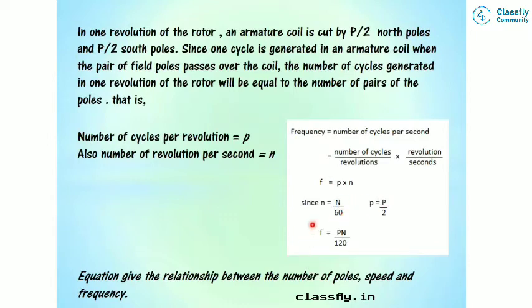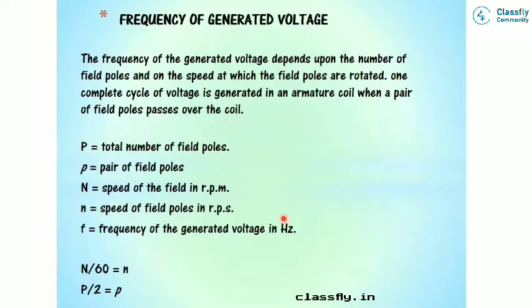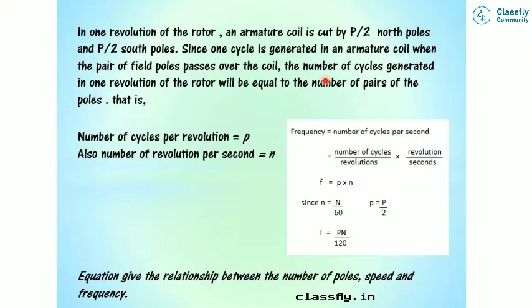So the relationship states that this frequency is equal to the total number of field poles into the speed of the field. That means what it stated, that it will depend upon the number of field poles and the speed at which these field poles rotate. And we completely stated this statement by this equation. So this equation gave you the relationship between the number of poles, speed and the frequency.